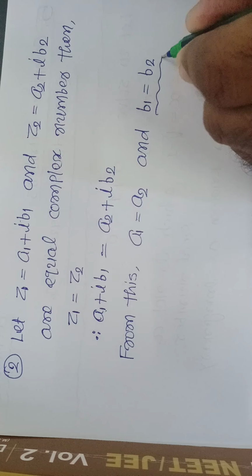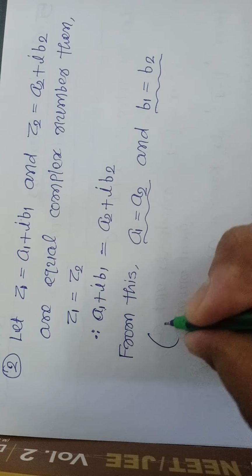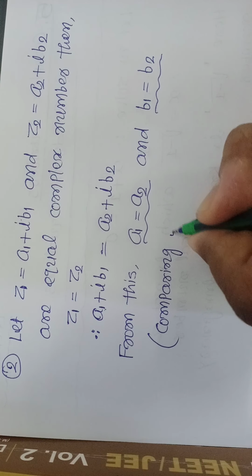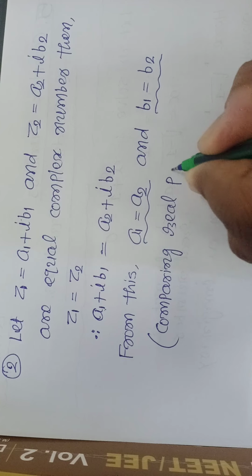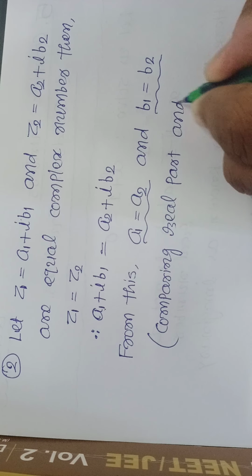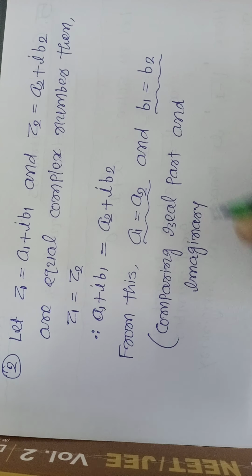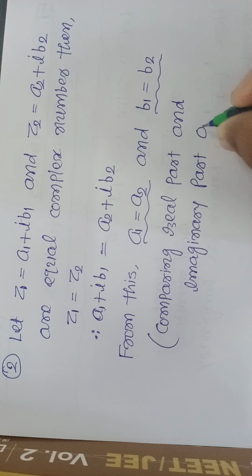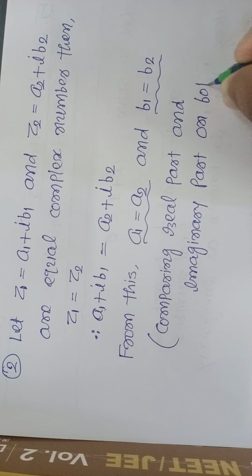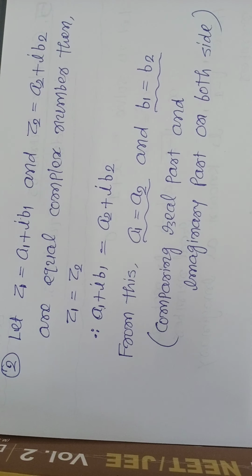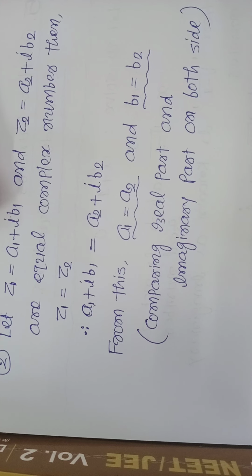So what is the meaning of this? The meaning is comparing the real part and the imaginary part on both sides. That's why I write this. So we may always compare the real and imaginary parts in that case. Okay, so these are simple things related to complex numbers.